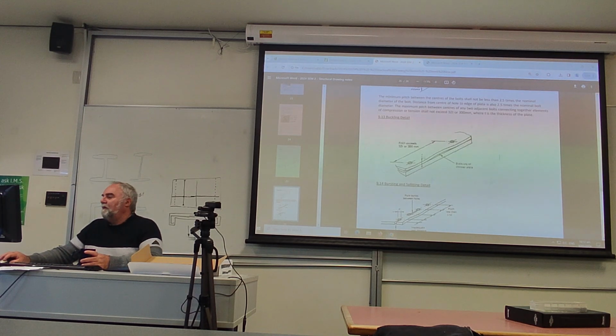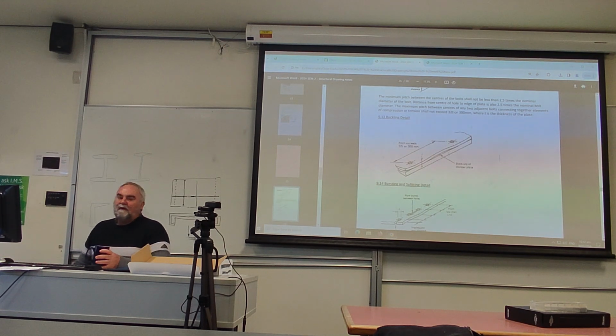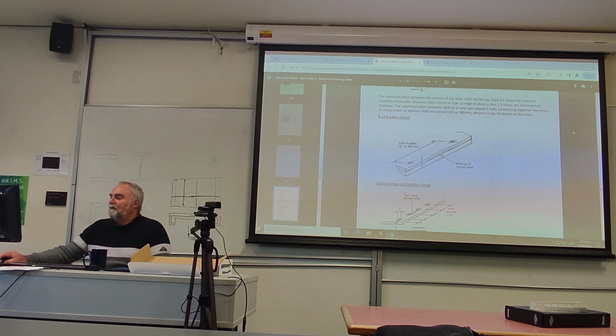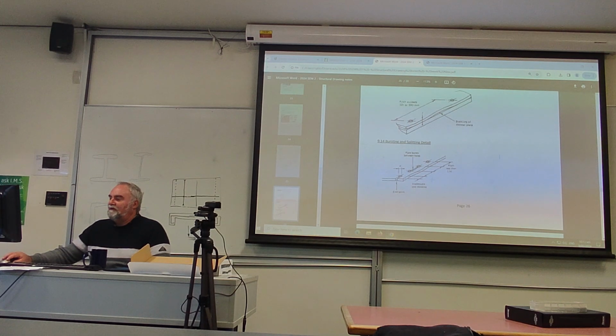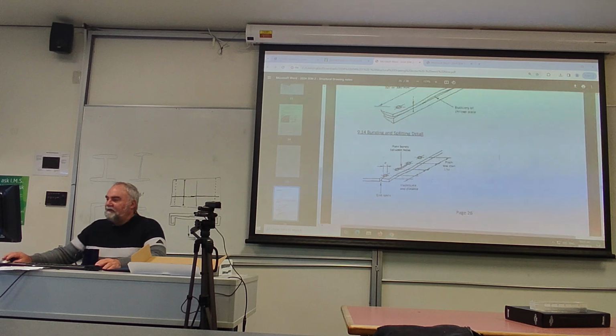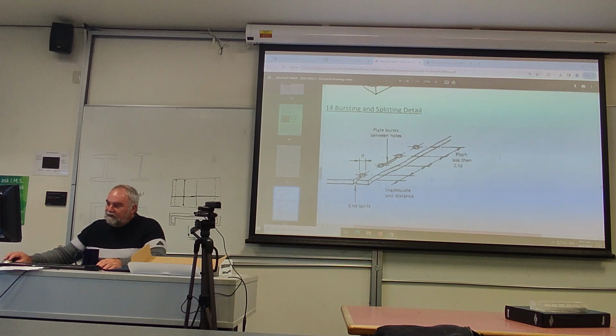Now the reason why we have a minimum distance here between centres is we don't want this buckling to occur, and that buckling can occur on plates very easily, steel plates. And of course bursting and splitting is where we put the holes too close together or too close to the edge. And as you can see from that sketch, if you put it too close to the edge, it'll crack and split right to the edge. If you put the bolts too close together, they'll crack or split between the two bolts.